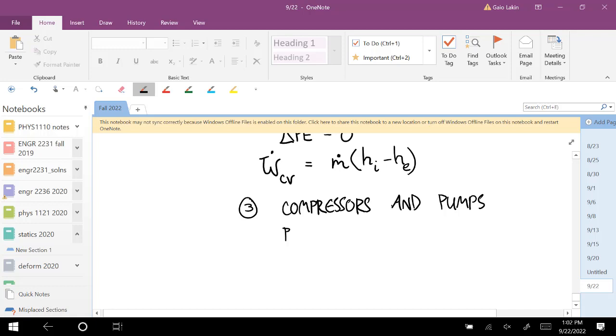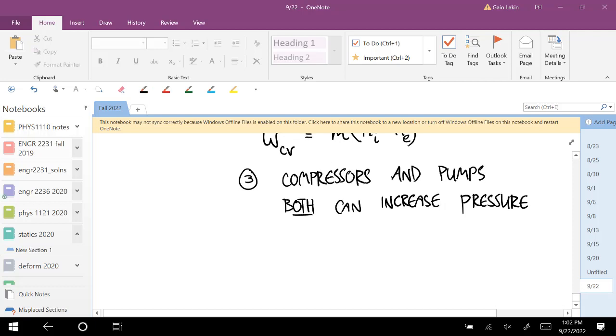So both can increase the pressure. Compressors are for gases and pumps are for liquids. If you're increasing pressure, this is the most simplified form.